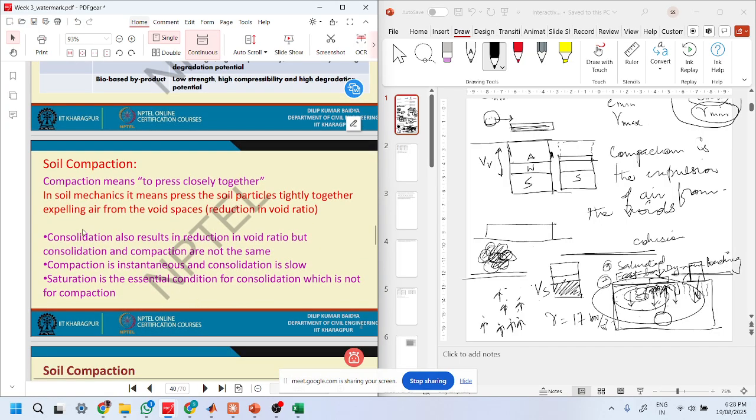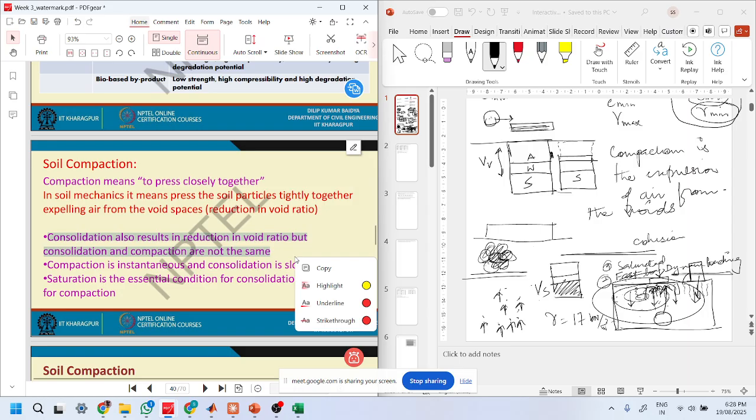So we talked about compaction. Compaction means pressing the soil particles together, expelling air from the voids. As we said, consolidation also leads to reduction in the voids, but these are not the same, because here the reduction in voids is due to expulsion of water as opposed to expulsion of air.